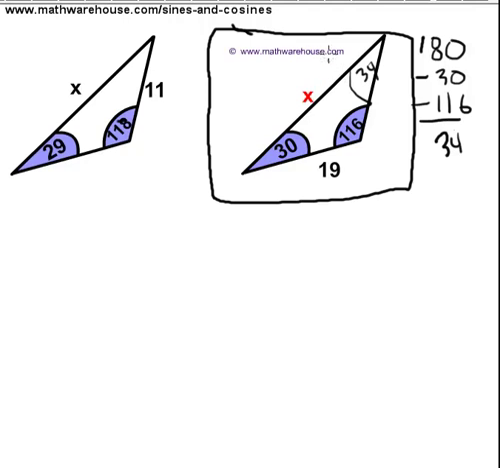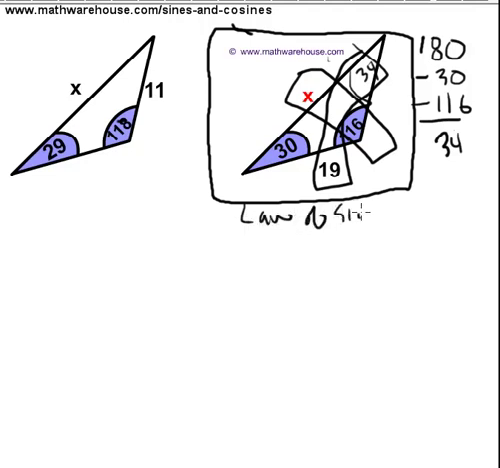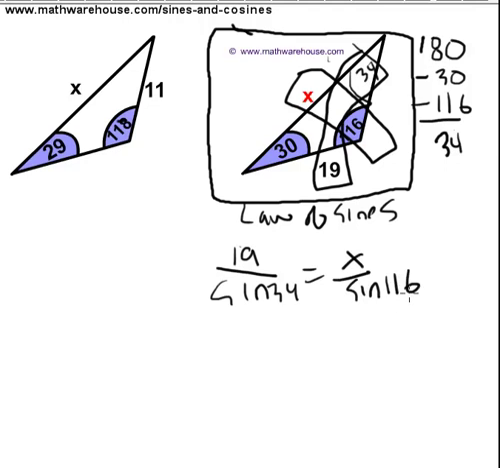Here, we now know an angle, its opposite side, and we know the angle opposite the side we're trying to find. Law of sines. Remember, law of sines is about opposites. You need to know one pair of opposite measurements, which we do know. We can say 19 over sine of 34 is going to equal x over the sine of 116. Law of sines.